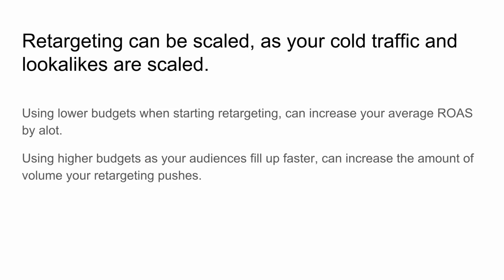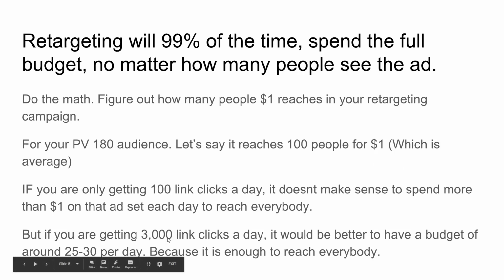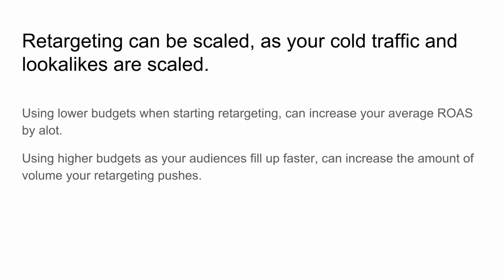And then using higher budgets as your audience fills up faster can increase the amount of volume your retargeting pushes. So in this example, if you're getting 3,000 link clicks a day, you wouldn't just want one ad set spending $5 a day, because that's only going to reach 500 to 600 people. But if you try retargeting at $30 per day, the cost per purchase could be the same, because it's able to reach 3,000 people and get its full money's worth, which means it's just going to push more volume and make you more money. So understanding this puts the average ROAS of your campaigns a lot higher.